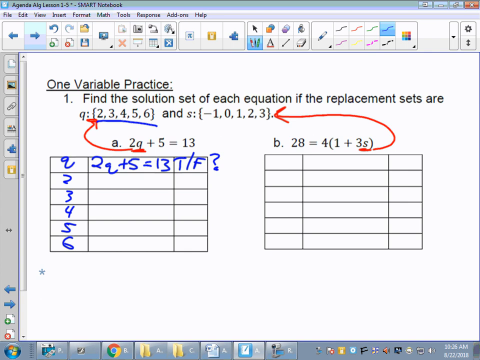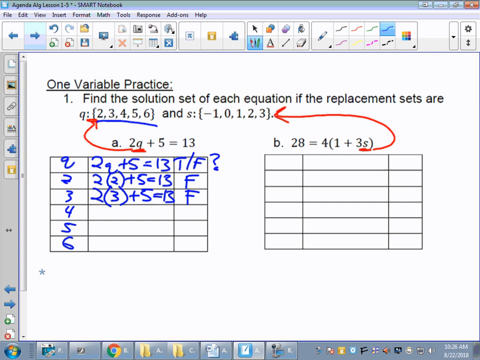All right, let's go ahead and do the math and substitute in the replacement set. The first one: 2 times 2, substituting 2 in for Q, plus 5 equals 13. Is that true or false? 2 times 2 is 4, plus 5 is 9. It's not equal to 13, so this one is false. Let's do the same thing for 3. Plugging in 3 for Q: 2 times 3 plus 5 equals 13. Again, that's false, because 6 plus 5 is 11, not 13.